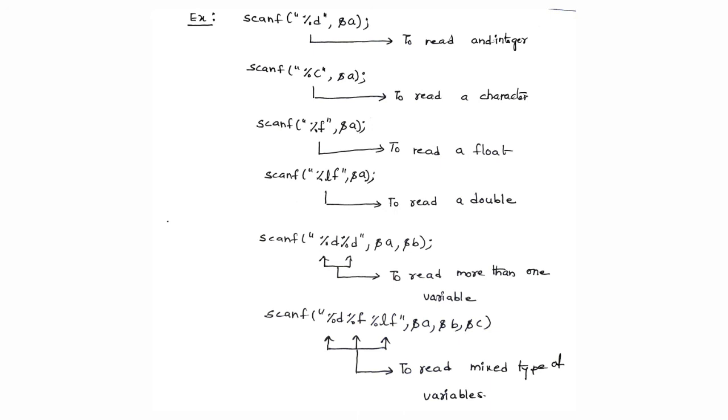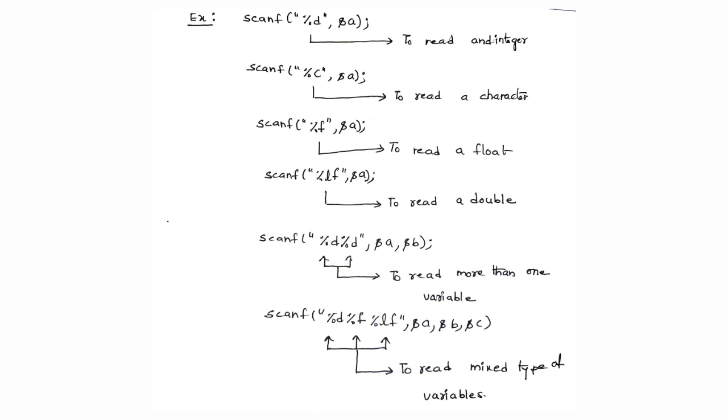Now go to the examples. Here I have given some examples. The first one is to read an integer. I have used %d format specification to read an integer. In the second one, I read a character. I have used %c to read a character. Now the third one: here I have read a float data type and I used %f to read a float type of data. And in the fourth one, I have read a double type of data and I used %lf, that is long float, to read a double data type.